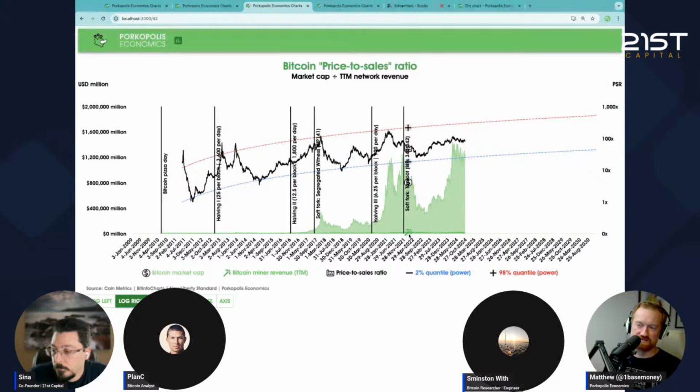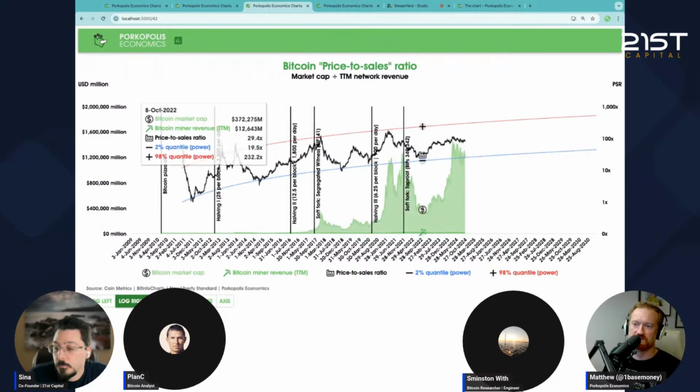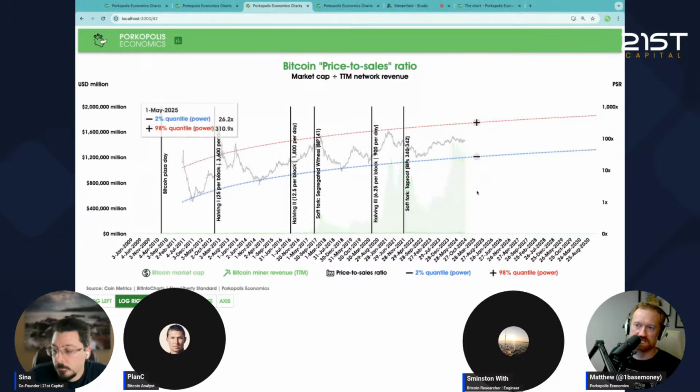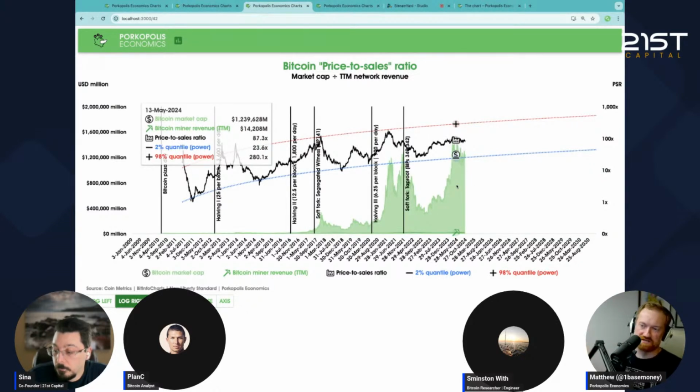But that's price to sales. You either do it on a per share basis, right? Is the economic financial term on a per share basis or on a gross basis. So this is a gross basis. Market cap divided by trailing 12-month network revenue. In other words, price to sales.